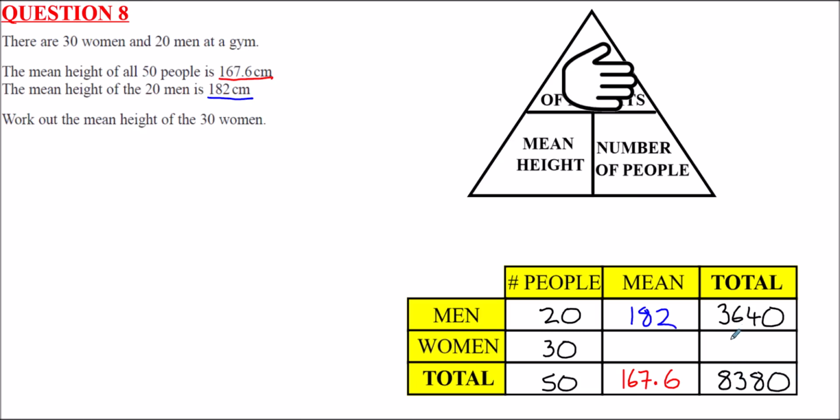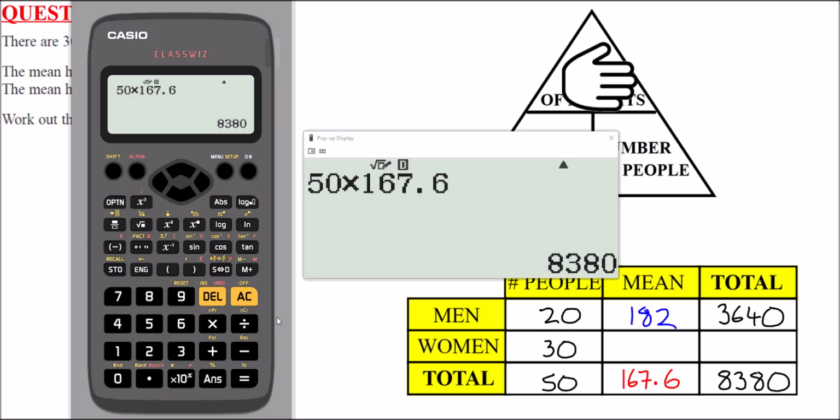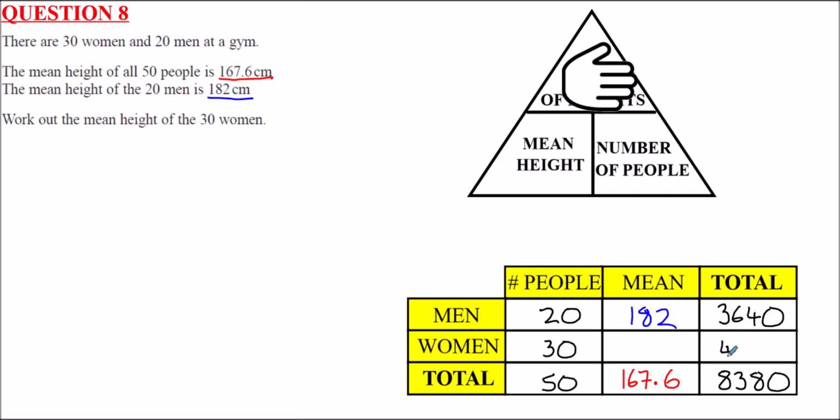We can now work out the missing total of heights for the women. So we can calculate this by doing 8380 subtract 3640. So take away 3640. We therefore can work out that the total heights of all these women is 4,740.